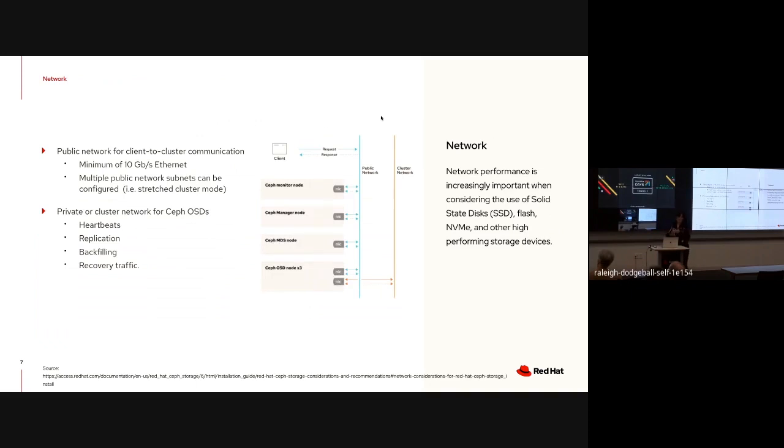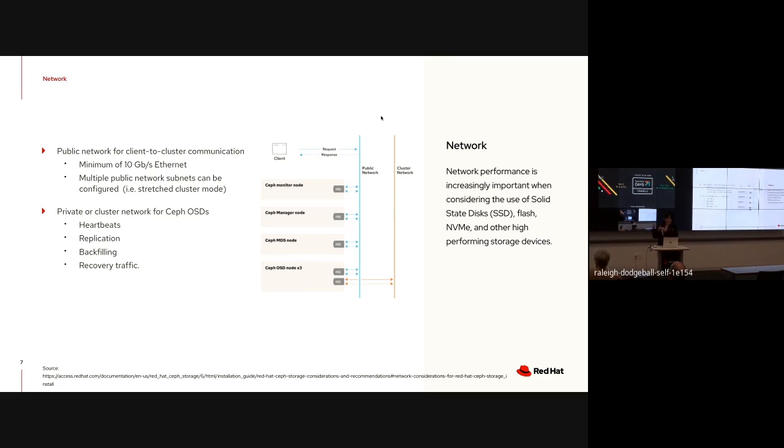With the public network, that's going to be the client traffic. So any request that comes into the Ceph cluster is going to come across the public network, or the client facing network. But then Ceph likes to have a backend network to be able to separate the replication data, the rebalancing data, and the heartbeat data off onto a separate network.